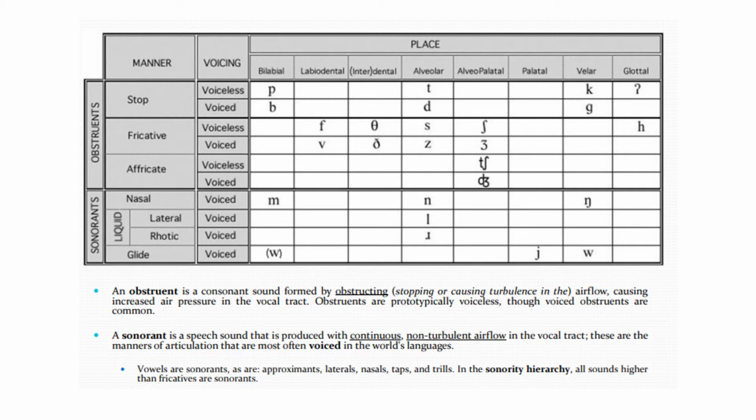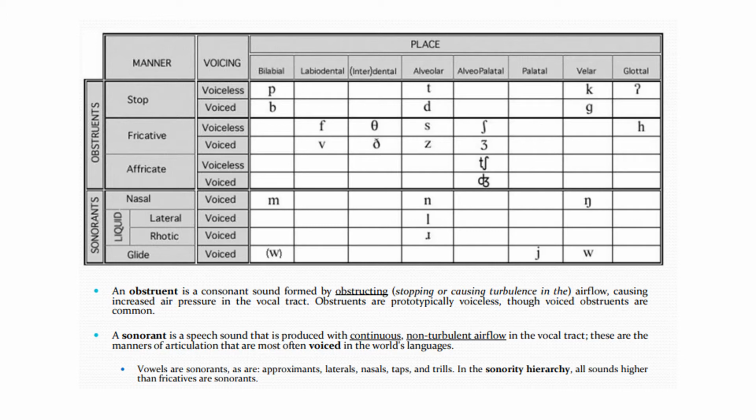An obstruent is a consonant sound formed by obstructing, stopping, or causing turbulence in the airflow, causing increased air pressure in the vocal tract. And obstruents are prototypically voiceless, though voiced obstruents are common.